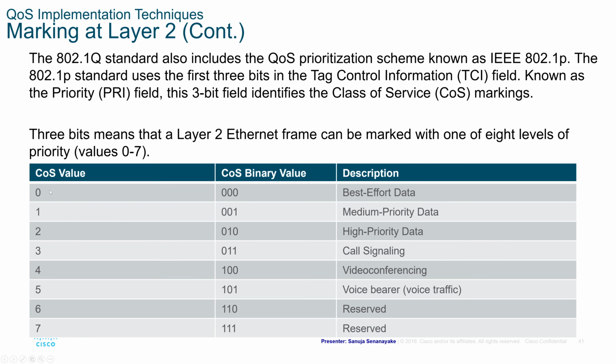So 0 is going to be best effort, 1 is medium priority data, then high priority data, call signaling, video conferencing, voice bearer, which is voice traffic, and then we have 2 reserved values. So the lower the QoS value, the lower the priority, right? Because the higher priority ones are like 5, for example, where it's the voice bearer and video conferencing, which is 4.